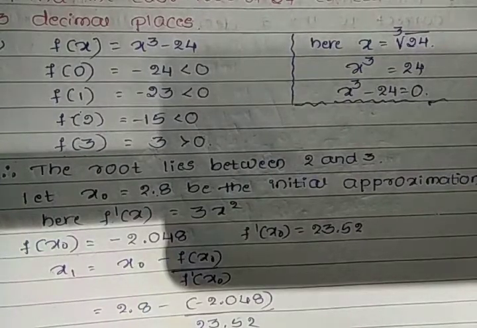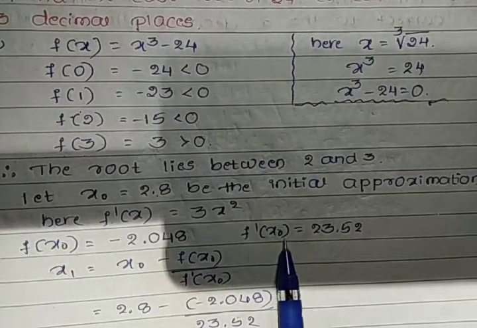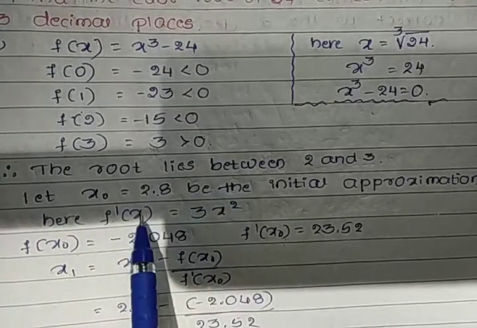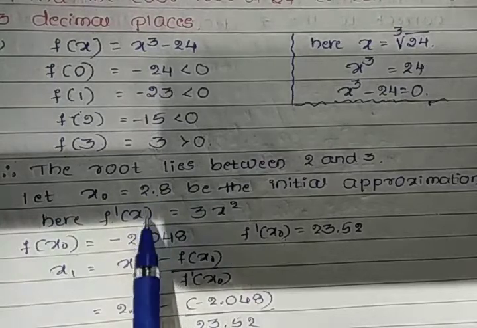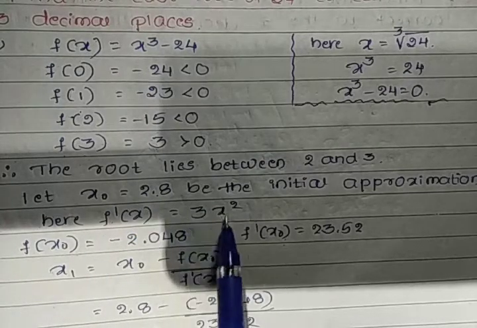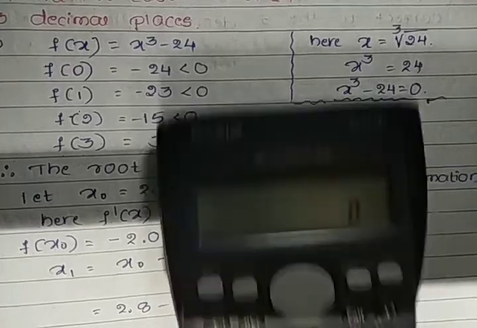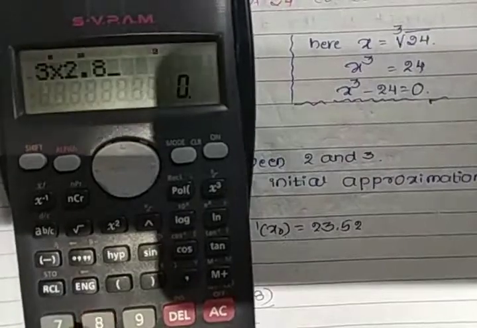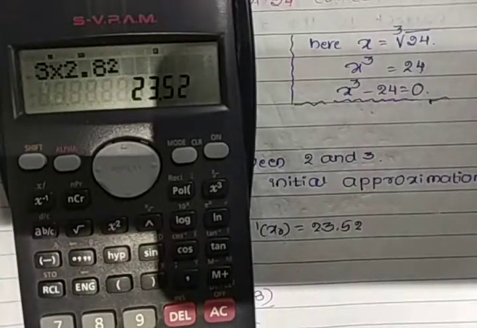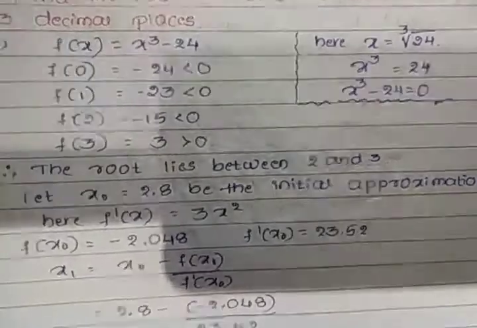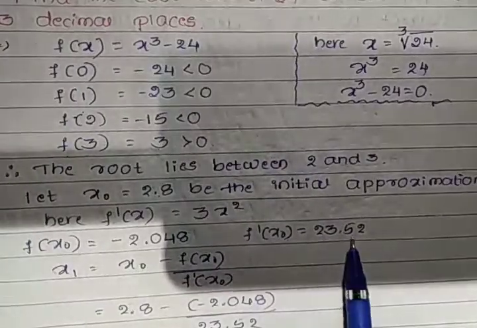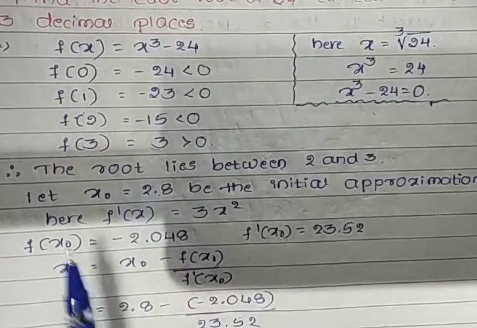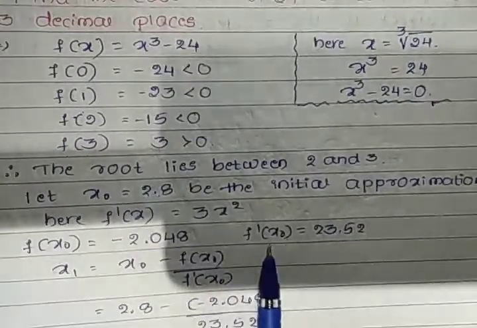Then next, f dash of x naught. Now f dash of x naught means what? Here is the f dash of x function. In this, replace the x value with 2.8. Then 3 into 2.8 square. Observe here, 3 into 2.8 square gives us 23.52. So here it is 23.52. The x naught value we know, f of x naught and f dash of x naught we have calculated.